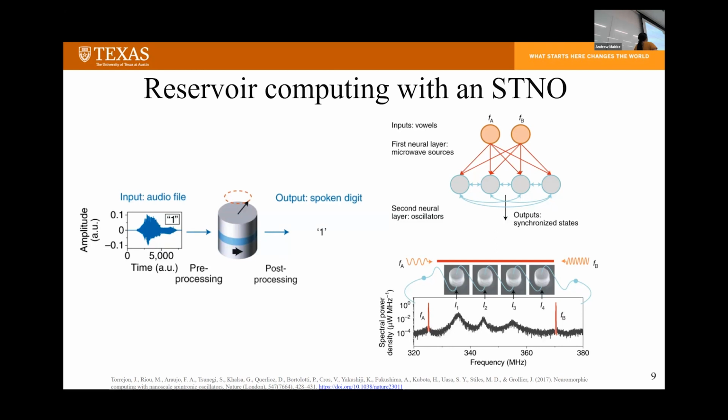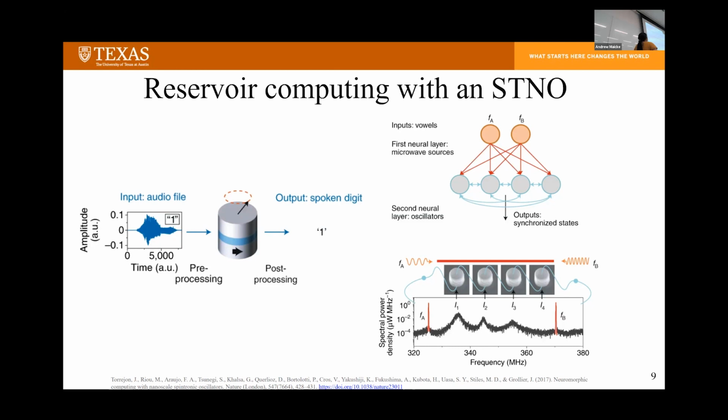This image on the left is a particular example of how they were able to use the STNO to recognize a spoken digit of 1. They've done this for several other numbers and recorded that. What is happening here is that the input signals are given into the oscillator by modulating the amplitude, as you can see in the input audio file. This amplitude is modulated using DC driving current, which then creates a readout, which is the power output of the STNO.